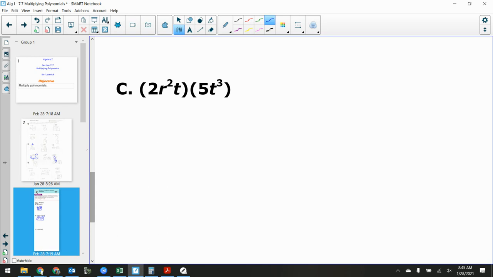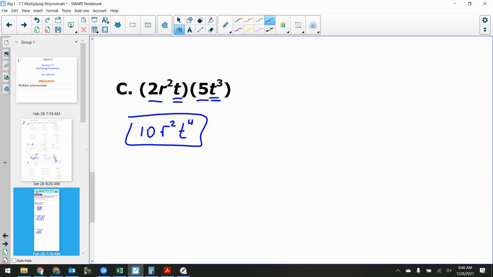We've done 2 of them. You do the third one. All right, so what's the number that should be sitting out in front? 10. 2 times 5 makes 10. Now, is there any other r to combine it with? No, so we just leave r squared. And then what's my power on t? T to the 4th power. And that's my answer.